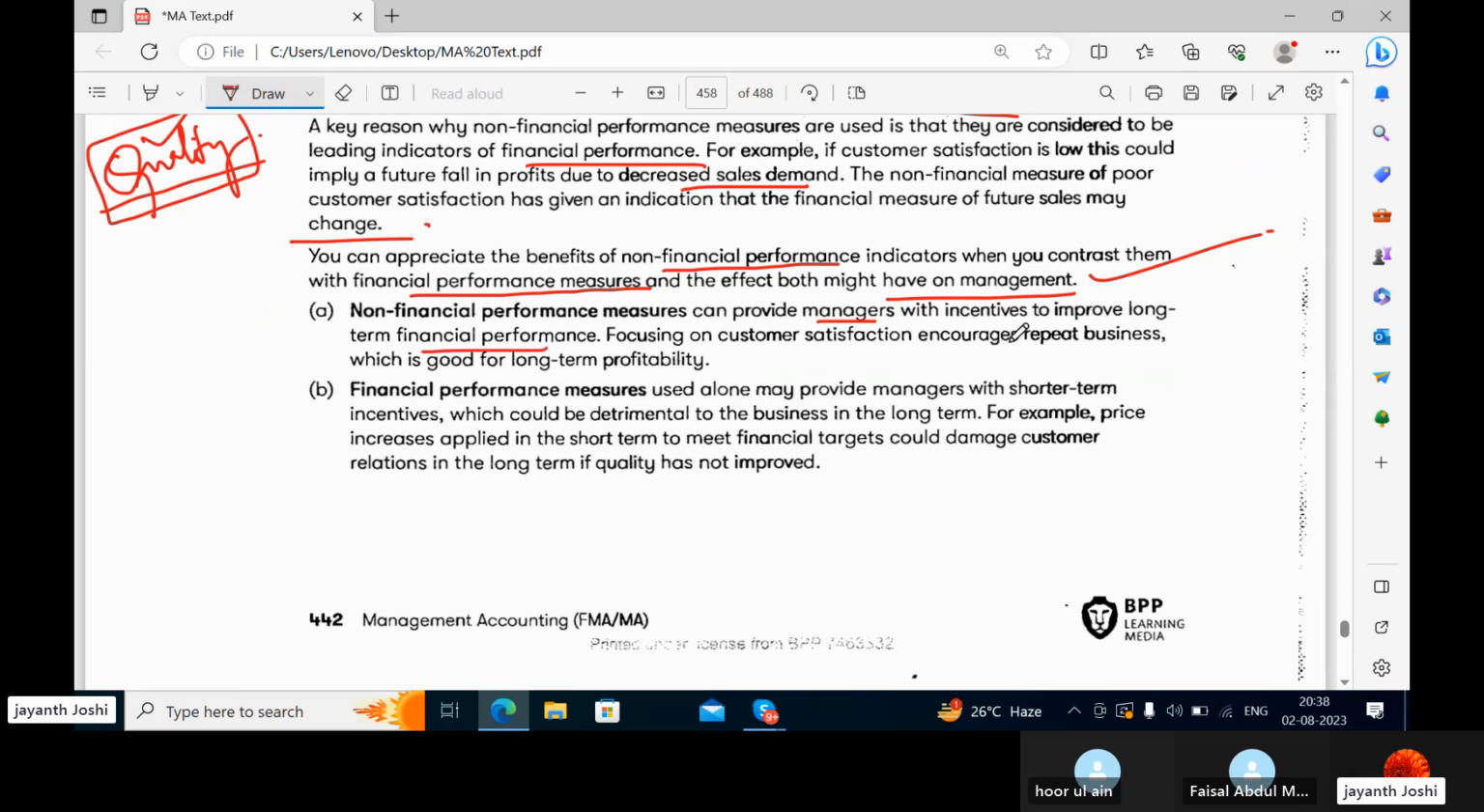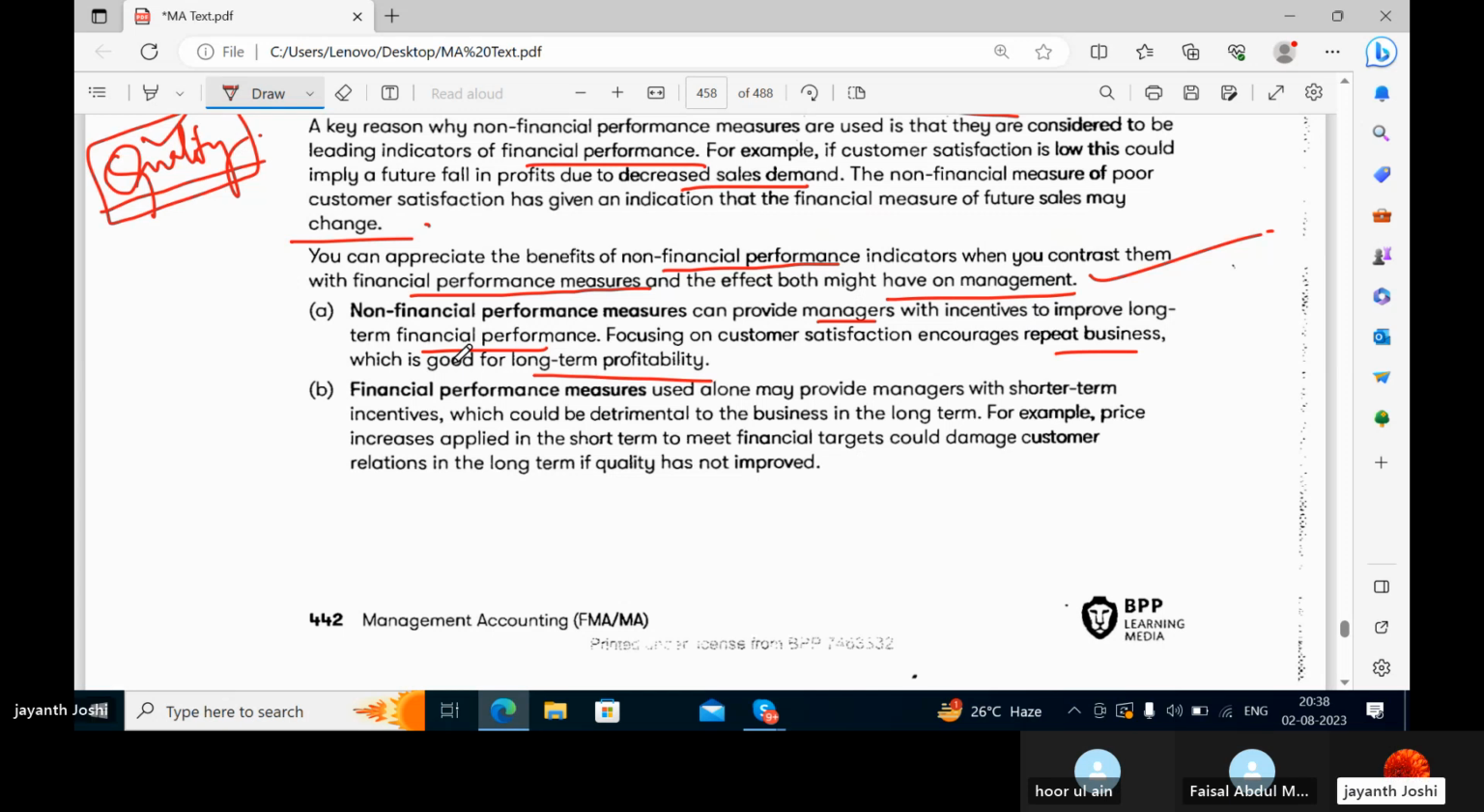So focusing on customer satisfaction encourages repeat business, which is good for long-term profitability. Of course, if you are focusing on customer satisfaction and if you give them good service, they will again come to your shop and again buy the goods.